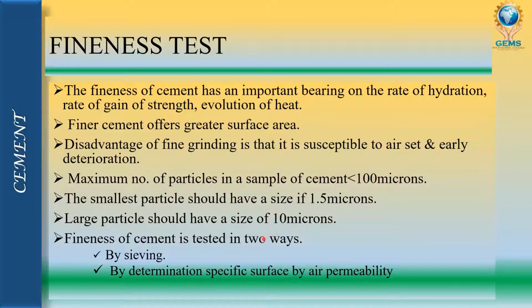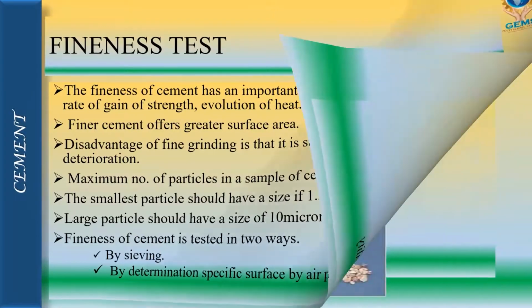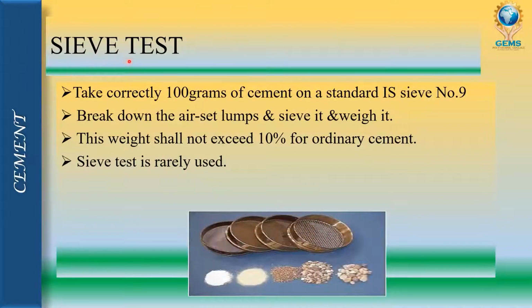Let us discuss how the fineness of cement is tested. Sieve test. Sieve test is all about checking the fineness of cement, which means checking the particular size of cement. Let us take a look at the procedure of how the sieve test is conducted. Take exactly 100 grams of cement on a standard IS sieve number 9.